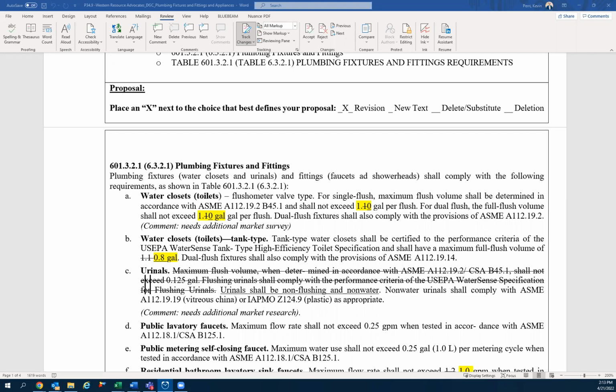For product availability, there's a company called Sloan and also Kohler that makes these. I'm seeing costs starting around $250 all the way up to $1,000. The Sloan product was right around $300. So again, pretty in line with what we see on the market for flush type urinals. And I will go ahead and pause there.